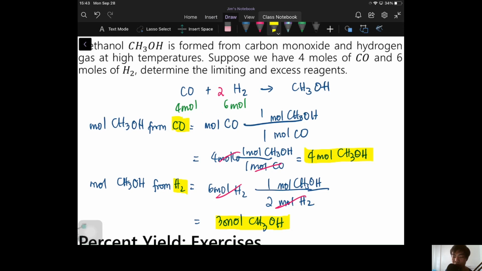Okay, so by just looking at that, judge natin which is the limiting and the excess reagent na. So, H2 produced only 3 moles of the product. CO, carbon monoxide, produced 4 moles of the product. So, yung pinaka-onte, edi yung 3. So, that means our H2, this is the limiting reagent, no? So, siya yung LR natin. So, yung carbon monoxide, this is our excess reagent now. Okay? So, ganun lang ka-simple.